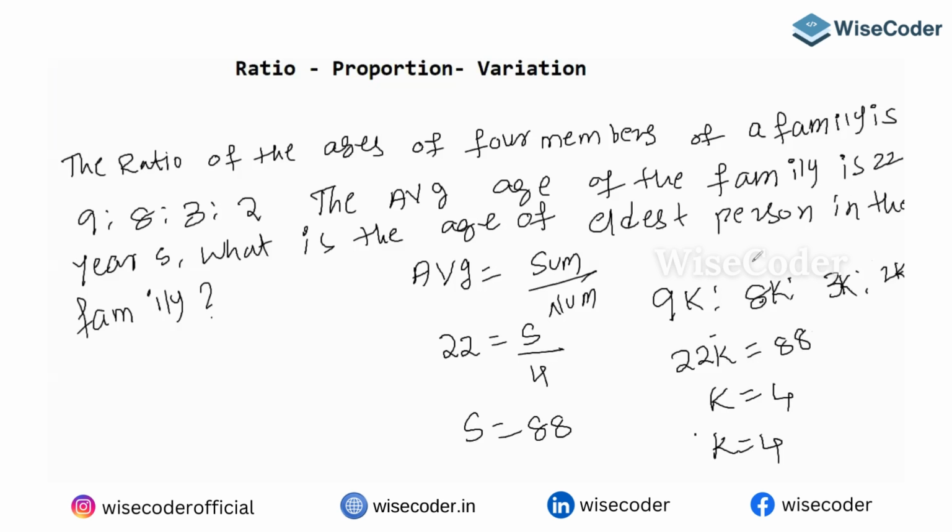When k is equal to 4, I want the eldest one. So the eldest one will be 9k. So the eldest one is 9 into 4. So 9 fours are 36. So the eldest one is 36. Okay, we'll go to the next question.